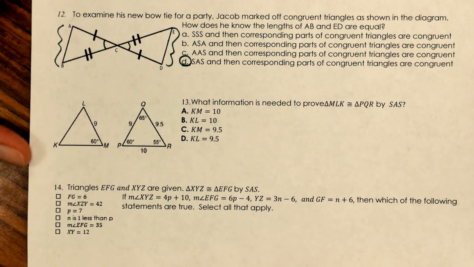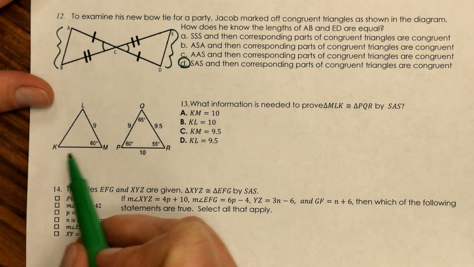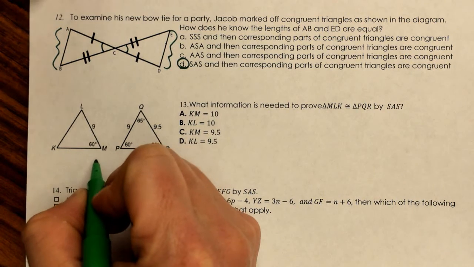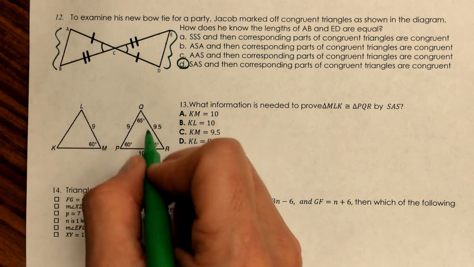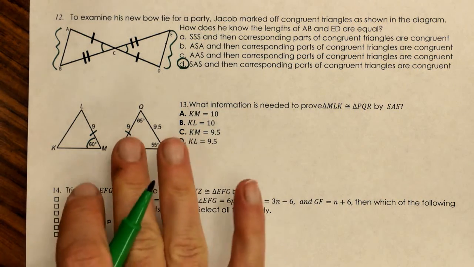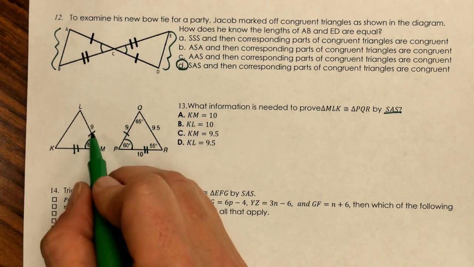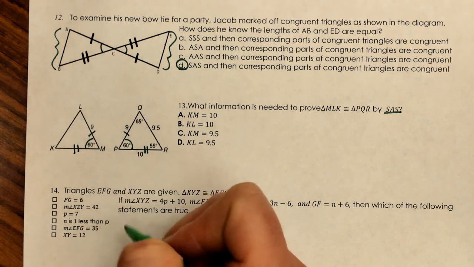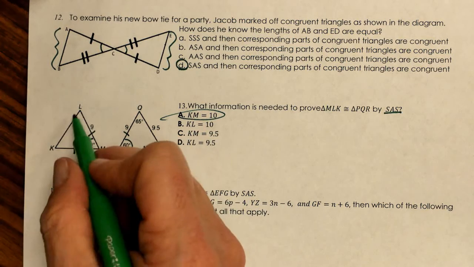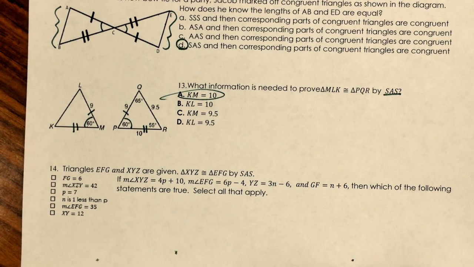What information is needed to prove that MLK, these are my initials, I love it, is congruent to PQR? Okay, so we have to be careful. It looks like MLK is congruent to PQR, which means that this is congruent to this. These angles are congruent, so they're in a different orientation, and these would hopefully be congruent. So that's what we would need to prove side, angle, side. So we would need to know that KM equals 10. Easy enough. KL, that wouldn't help us. KM, no, that would be the wrong side. KL, okay. Good. All right.